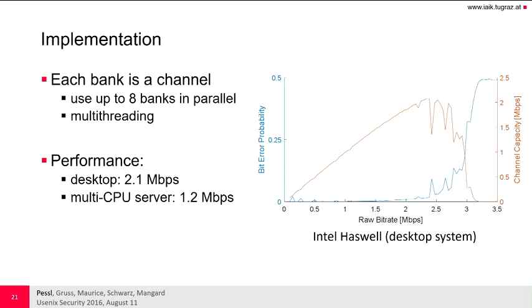On the right, you can see a performance curve for a desktop system, Intel Haswell. So in this case, we're cross-core but not cross-CPU. And we show the bit error probability as a function of the raw bit rate and also the channel capacity. And this channel capacity peaks at about 2.1 megabits per second. For the cross-CPU scenario on a dual CPU server, we still achieve 1.2 megabits per second.